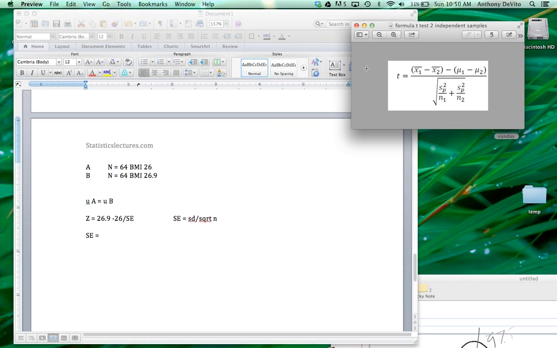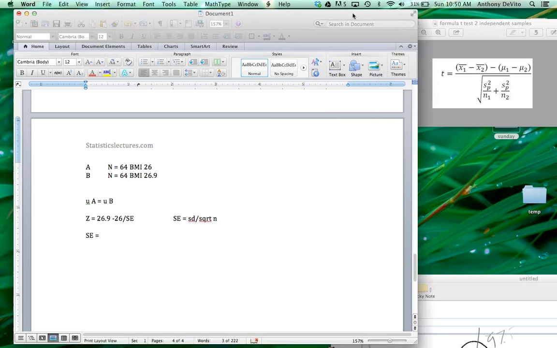Once you calculate that pooled standard deviation, you can substitute it into this formula for the standard error. Standard deviation pooled squared over n1, standard deviation pooled squared over n2, and take the square root of that and divide this into this, get your z-score, and do exactly what you did before. Compare it to the critical value. Okay, let me see if I can find that formula so you can get a look at that.